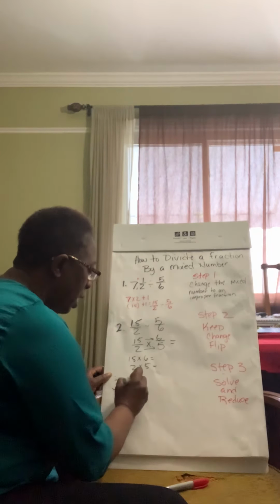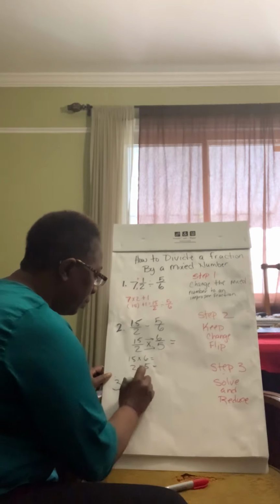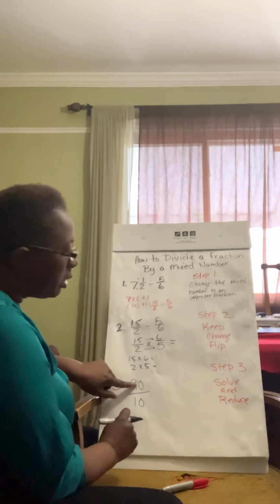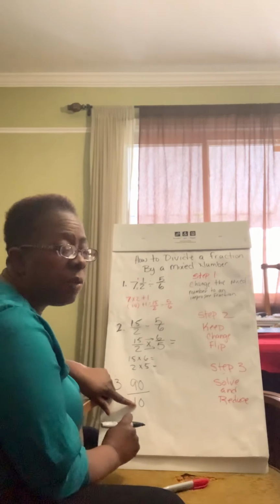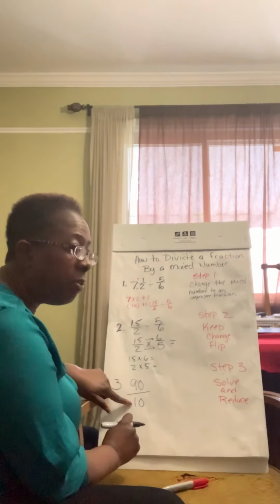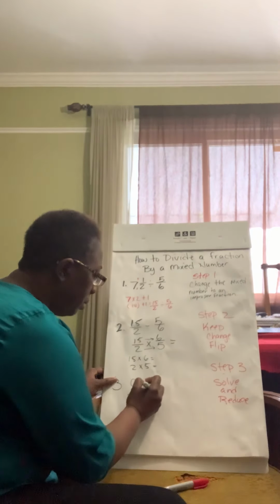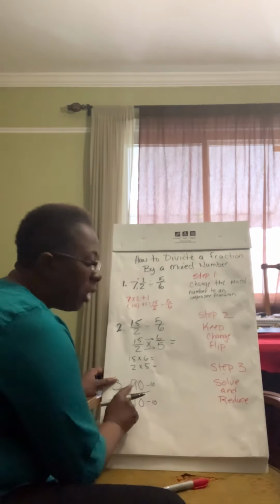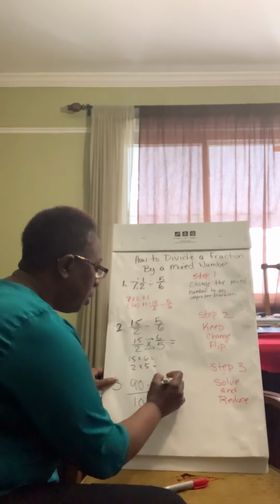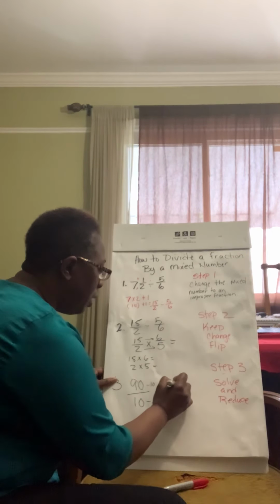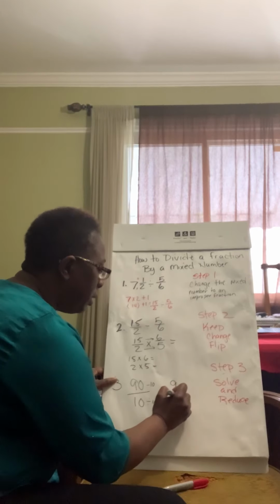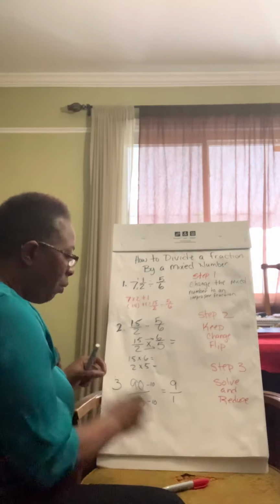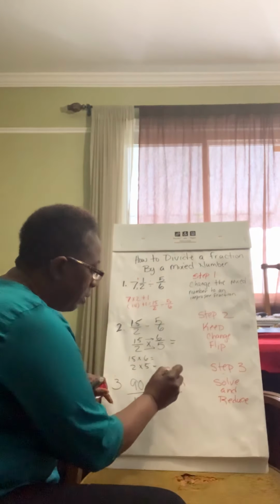15 times 6 is 90. 2 times 5 equals 10. Well, we know these numbers are both even, so we know that we can simplify them. We can divide them both by 10. What you do to the numerator, you do to the denominator. So 90 divided by 10 equals 9. 10 divided by 10 equals 1. This is our answer in simplest form.